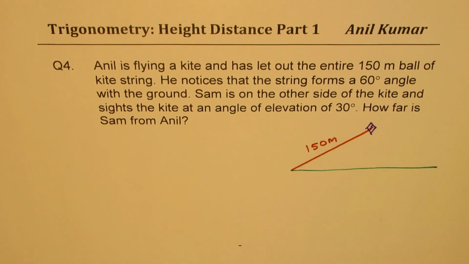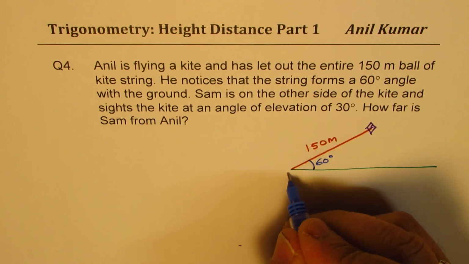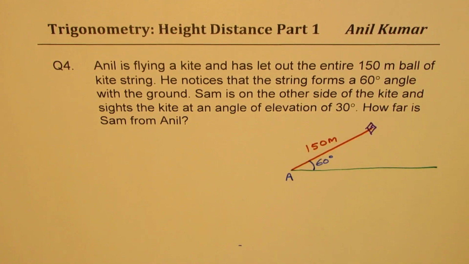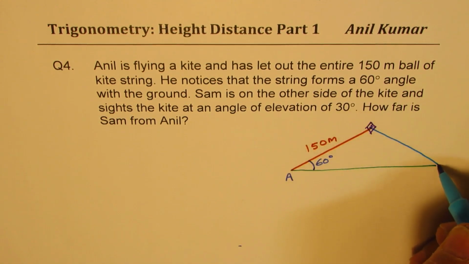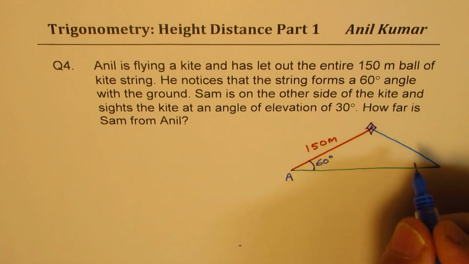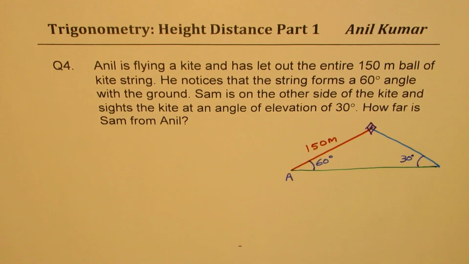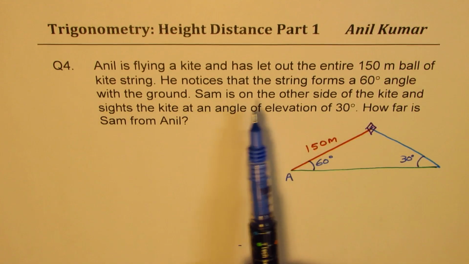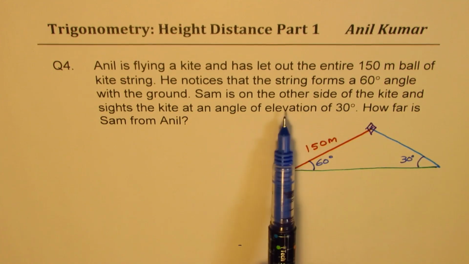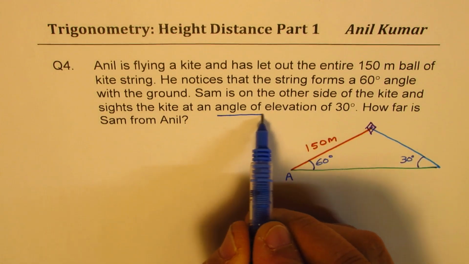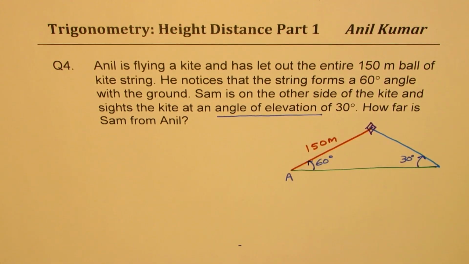So this angle here actually is 60 degrees, let's say Anil, right? For Sam, it is 30 degrees. I don't really have much space, so it looks similar. These drawings definitely are not to scale, right? So don't get confused. So Sam is on the other side of the kite and sights the kite at an angle of elevation. So whenever we talk about angle of elevation, it is always with the horizontal, right? So both are with the horizontal, correct?